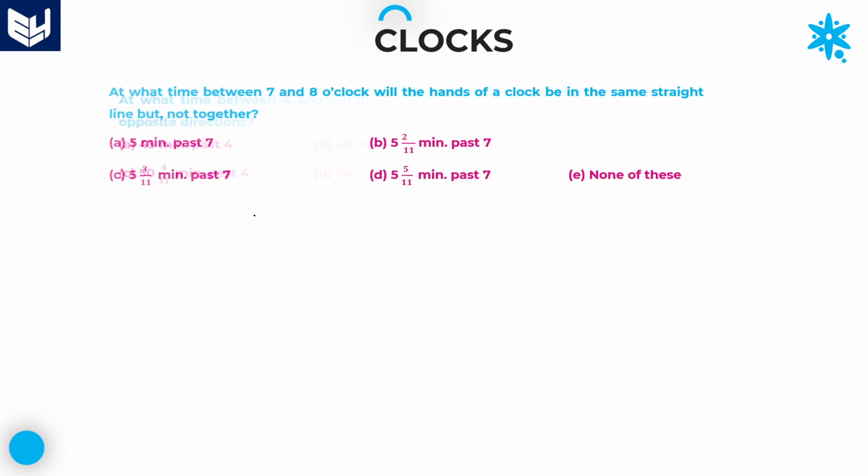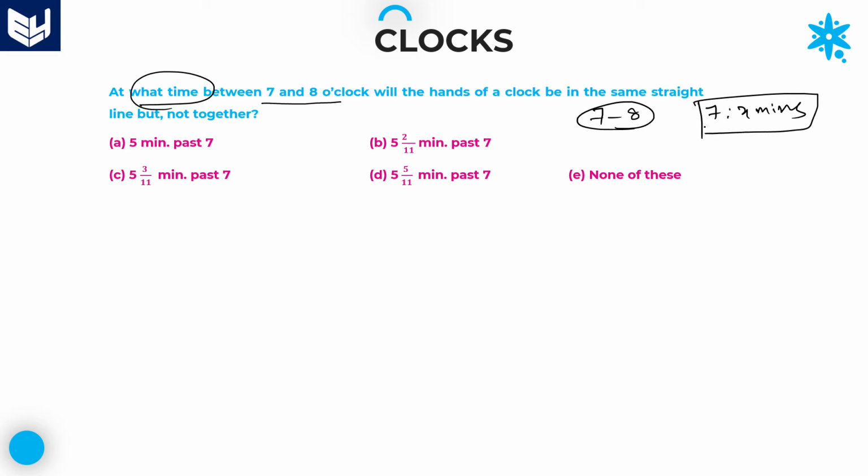Let's move on to the next question. At what time between 7 and 8 o'clock? Again, we don't know the time period exactly. Let us take 7 hours x minutes. What is the angle mentioned in the problem?